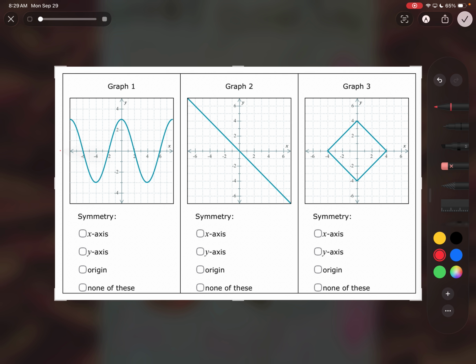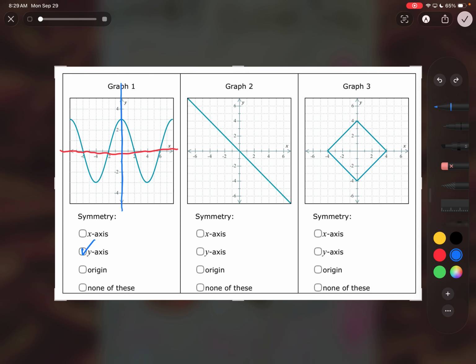X-axis symmetry would be if I can fold it across the X-axis and it matches up. So if I fold that one up, that would be no, right? Y-axis symmetry would be if I can fold it across the Y-axis and it would match up. That one would be yes. If I fold that from left to right, vertically, you can see that it would match up. If I take this and put it over here, it would match this over here.